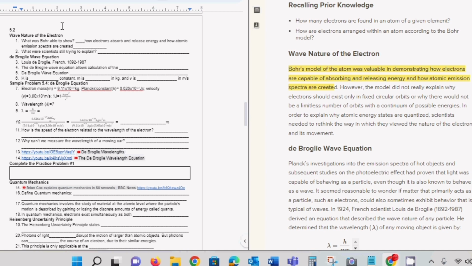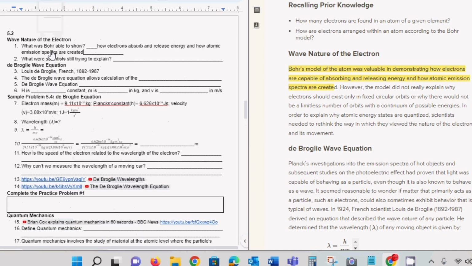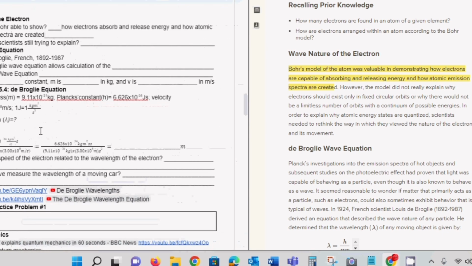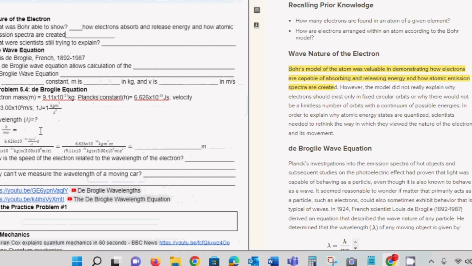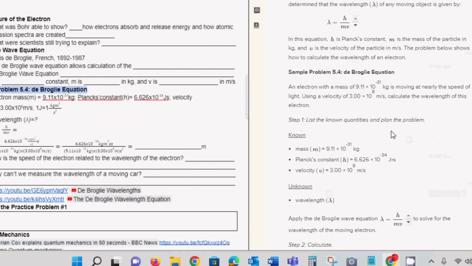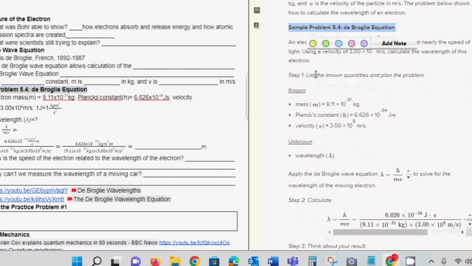Now, another question that came up was about the word problems. So I'm going to make this a little bit bigger if I can. All right. And then now this says sample problem 5.4. So I'm going to scroll down to sample problem 5.4. That's where I'm going to find the answers. All right. And it has the known stuff, the mass of the electron, Planck's constant, velocity. It's all right there. And then we have the unknown, the wavelength.